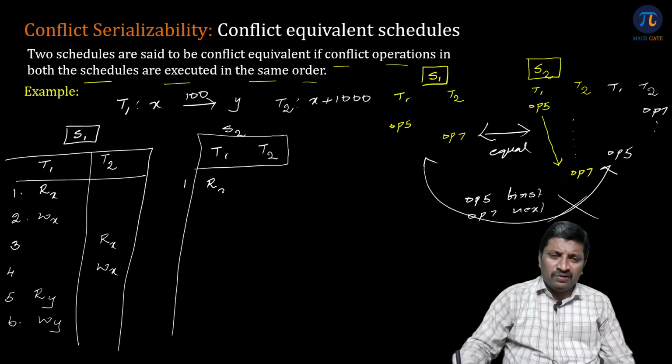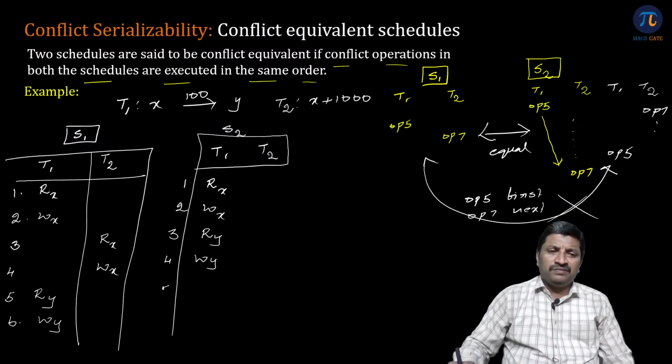I read the value of X. I write the value of X. Then again I read the value of Y. I write the value of Y. Then the fifth one is I read the value of WX. I read the value of this one.